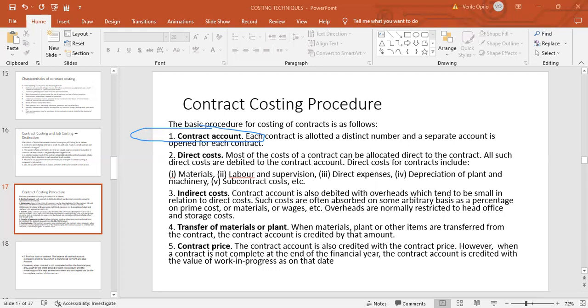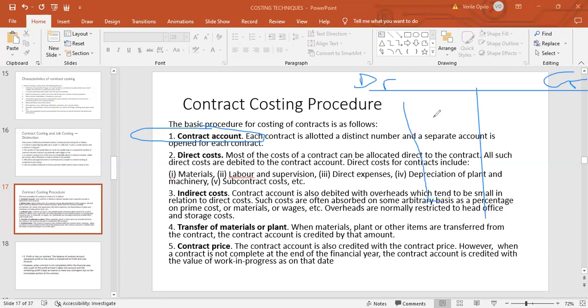So any costs that are directly attributable or indirectly attributable, but you can trace them to the contract, then in this case, you are going to record them, and you are going to record them in the debit side of the contract account. So we have the contract account. We're saying that this one is the debit side and this one is the credit side.